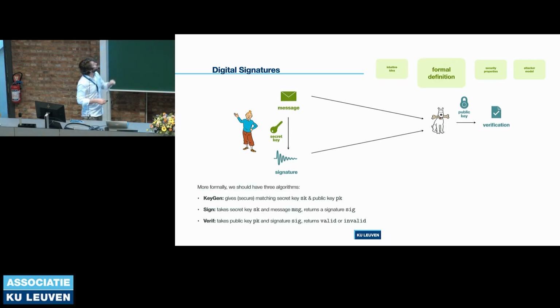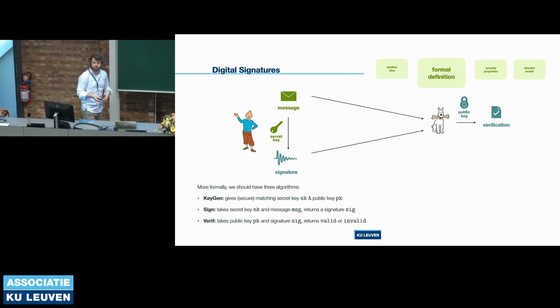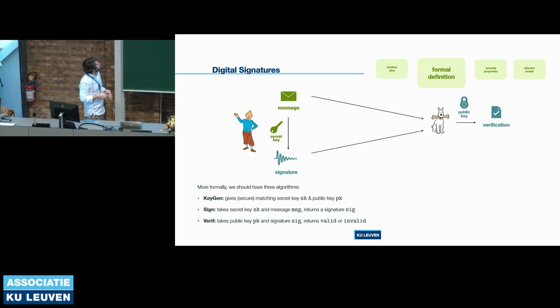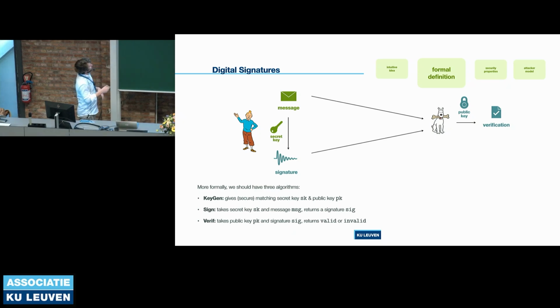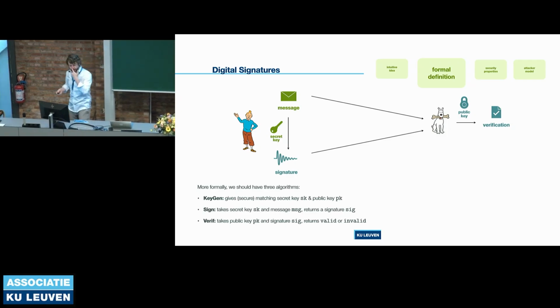In the formal definitions, we again get three algorithms. The first one is the key generation algorithm, and this is almost always the same for these kinds of things. You want some level of security, and it gives you a matching secret key and public key. For signing, you take that secret key and a message, and it should return a signature. And then for verification, you take a valid signature and the public key, and return true. Or if somebody tampered with the signature, it should return false, or invalid.